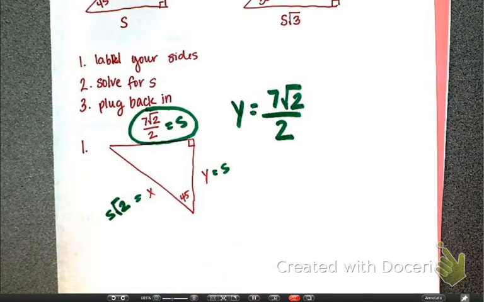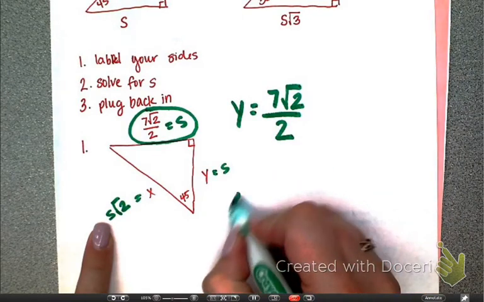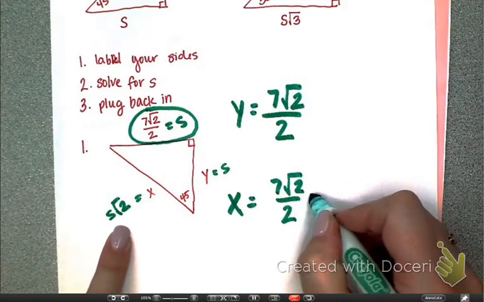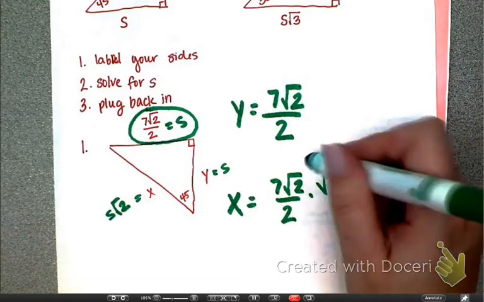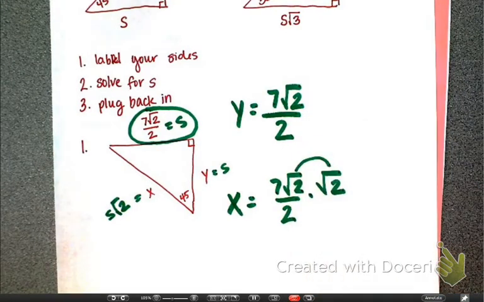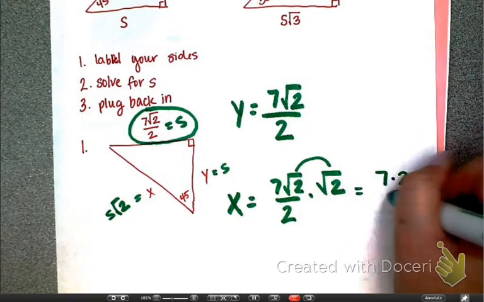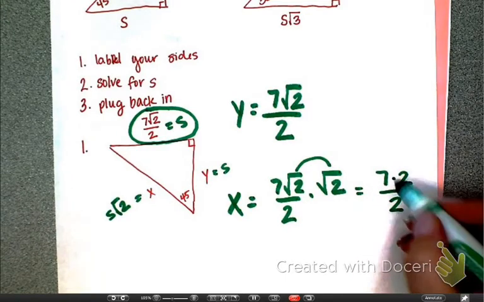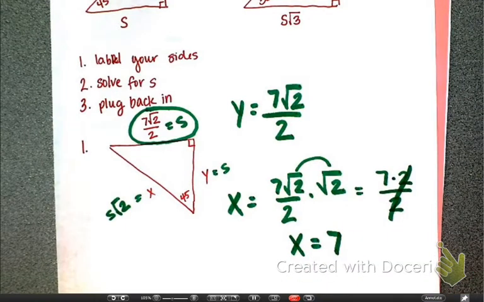X, on the other hand, we have to do a little bit of work. So I know S, so I'm solving for x. I know S is 7 radical 2 over 2, and I need to multiply that by radical 2. Hopefully you remember that rad 2 times rad 2 is just 2, because 2 times 2 is 4, and the square root of 4 is 2. So on top I have 7 times 2. On the bottom I have 2. You can multiply that out and get 14, or I know that those are going to cancel automatically. So x equals 7.